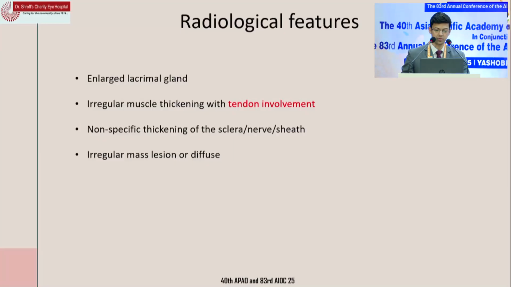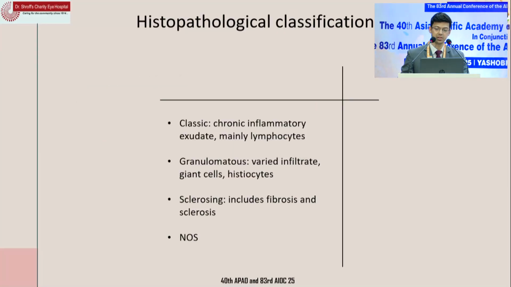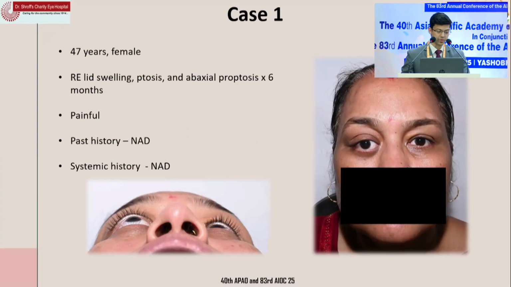I'm going to move forward from here. This is the histopathological classification of IOID. It can either be a classic chronic inflammation, granulomatous variety, or sclerosing variety, which has fibrosis and sclerosis. So we're going to go through some interesting and atypical cases of idiopathic orbital inflammation.